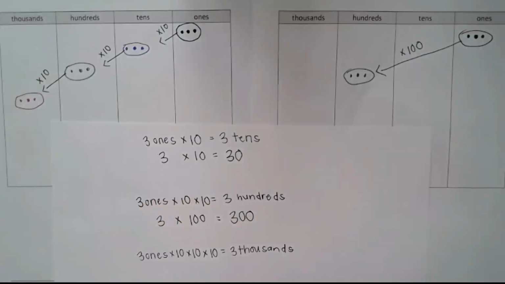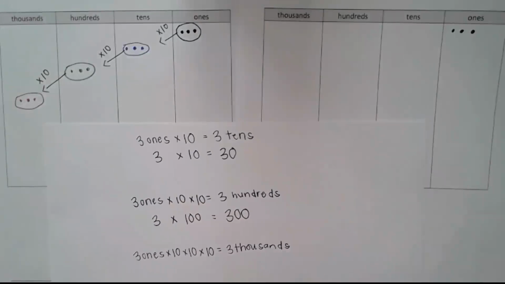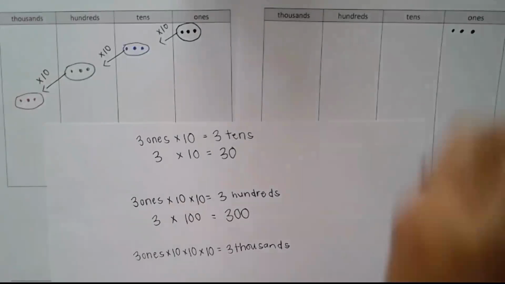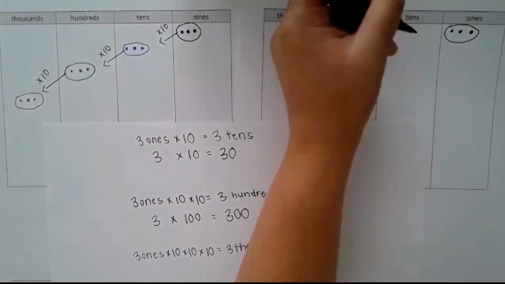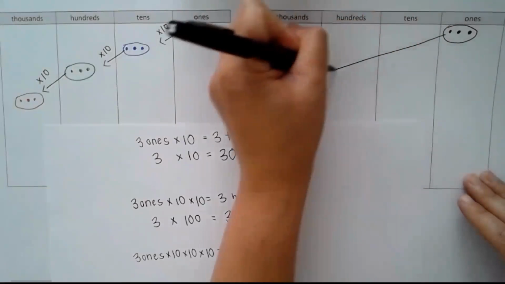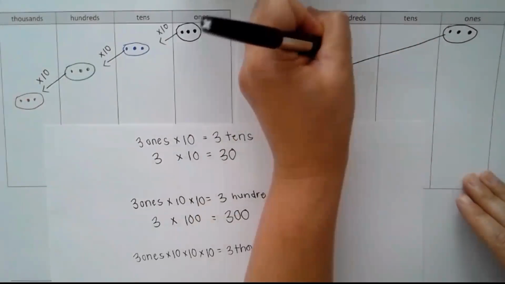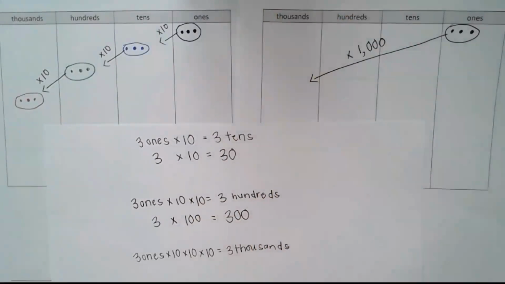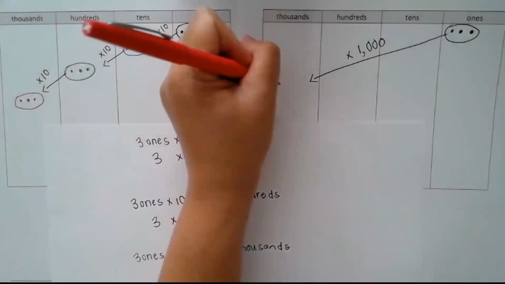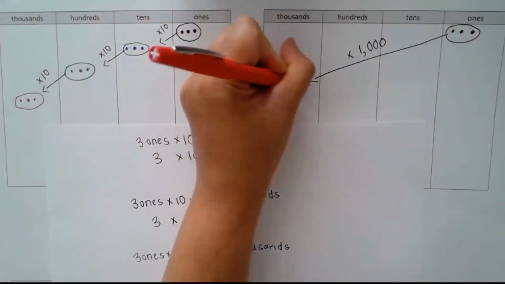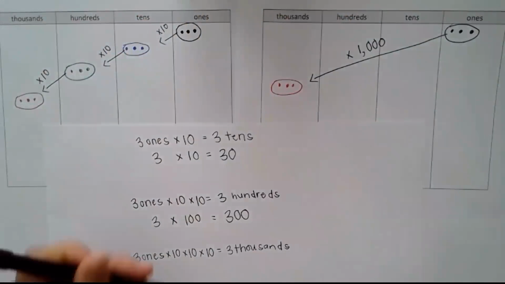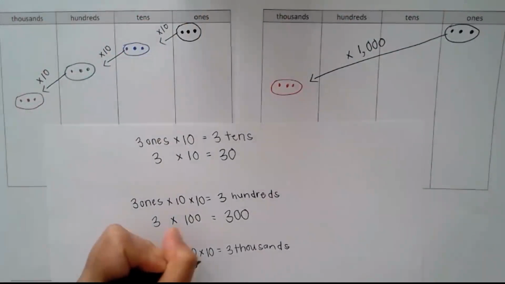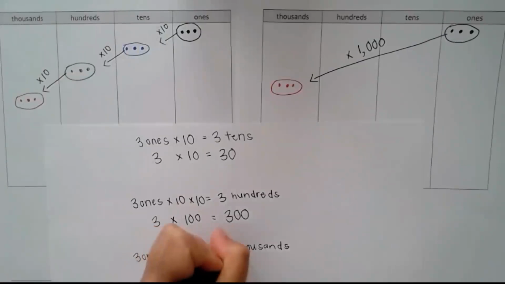Another way that I could represent this is if I have 3 ones to start with, and then I multiply times 1,000, and I show this with an arrow representing times 1,000 from the ones column to the thousands column. So 3 ones times 10 times 10 times 10 equals 3 thousands, or 3 times 1,000 equals 3,000.